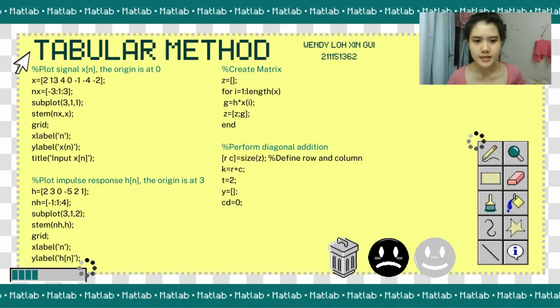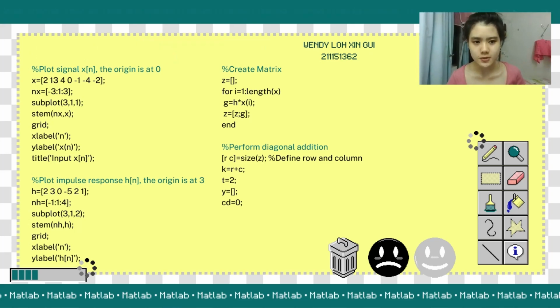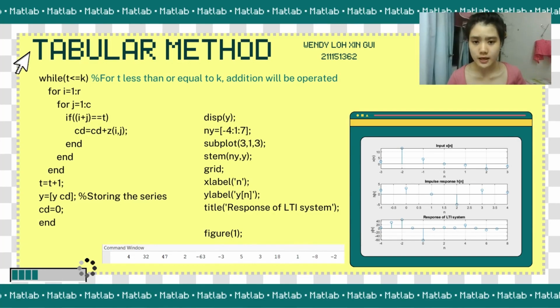First, we will create a matrix and define it as Z using a for loop. Then we will write a nested for loop to perform the diagonal addition. R represents the row and C represents the column. K equals R plus C, the matrix Y, and initialize the counter as 0. For R less than or equal to K, the addition will be operated in this loop. After a round of addition, the counter will increase by 1 and Y will be stored in the series. After that, the sum will be defined as 0 again. And finally, we will display Y in the command window and subplot it in the figure.